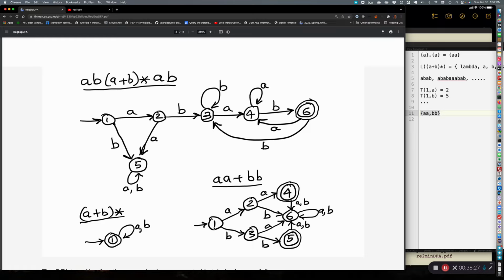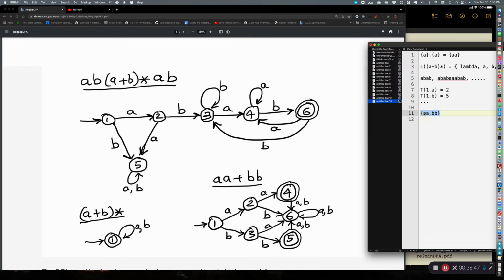You always start at the start state, so you always put an arrow, put a circle, and put a 1, and that's how you start designing a DFA. You can see that that's always there in all the three DFAs. Then you decide where to go on the input symbols A and B. Remember, we want to accept these two strings, AA and BB.